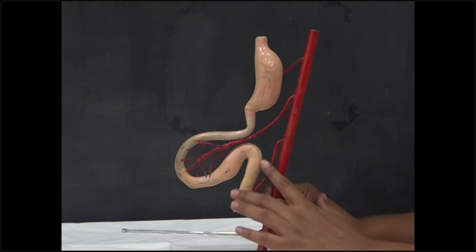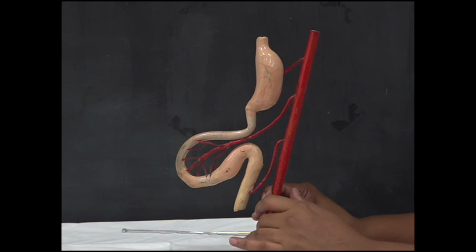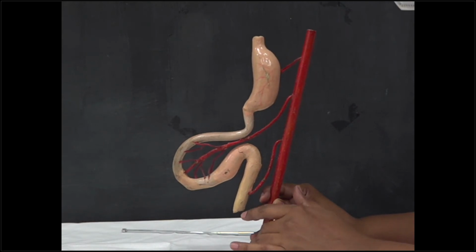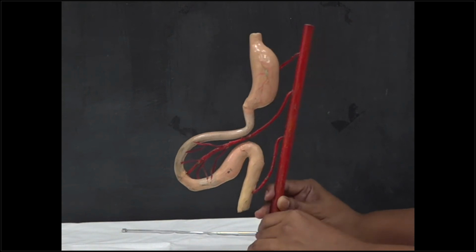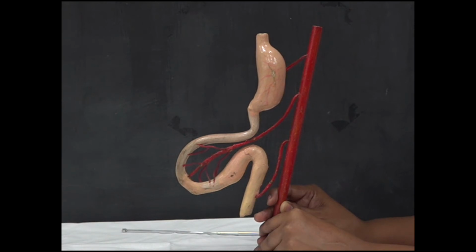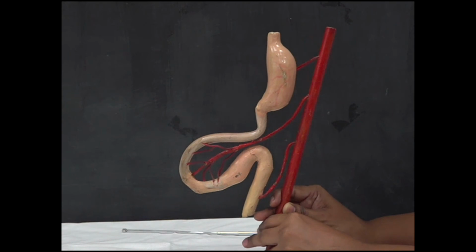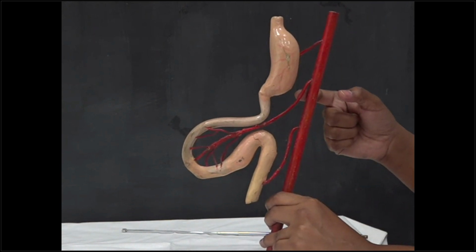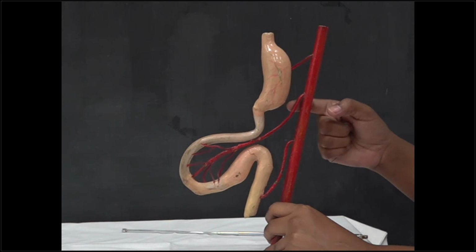Is it clear? So how much is the midgut rotation? 270 degrees. Am I audible? Yes. So what happens in the reverse rotation? In the reverse rotation, the transverse colon lies behind the superior mesenteric artery.